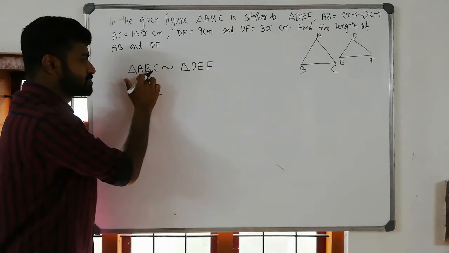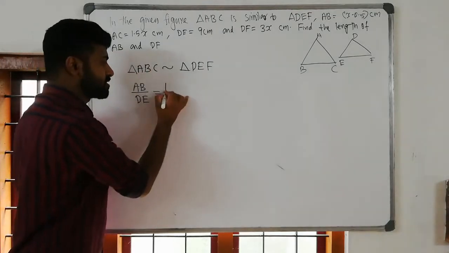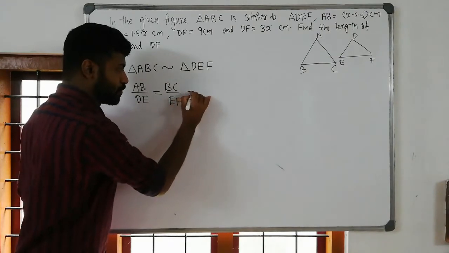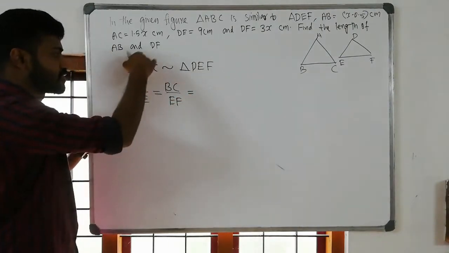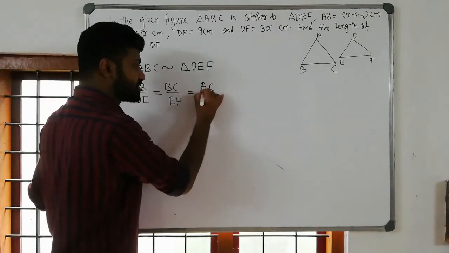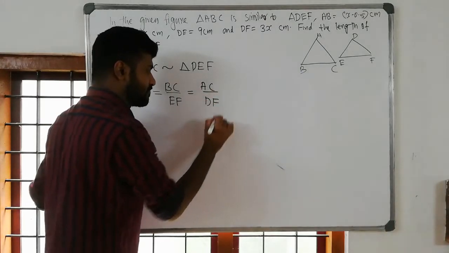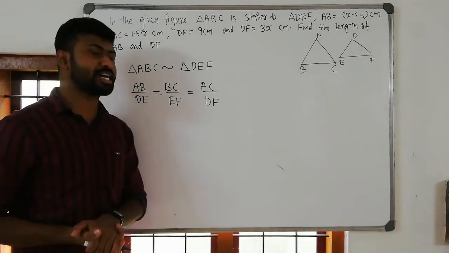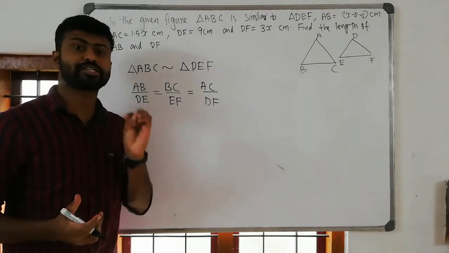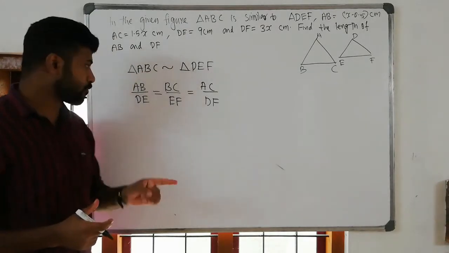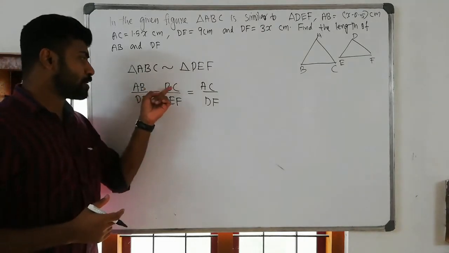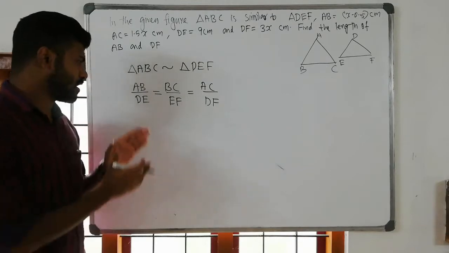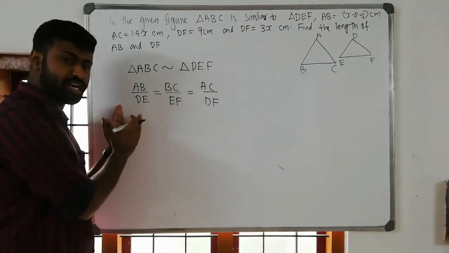Next consider the second and the third vertex, BC and EF, which is equal to, consider the first and the last one, AC and DF. Since triangle ABC is similar to triangle DEF, the corresponding sides are proportional. Therefore, AB by DE equal to BC by EF equal to AC by DF. Some of the lengths of the sides are given.